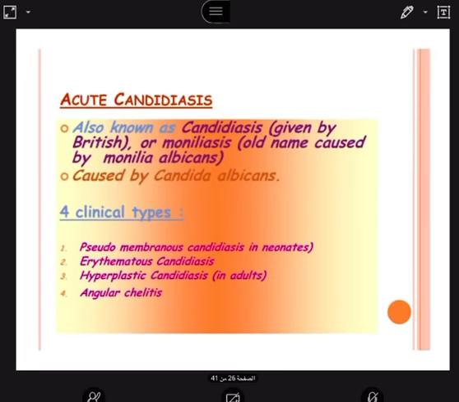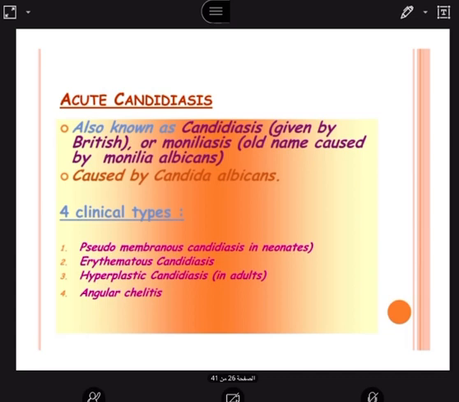So that was with regard to ANUG. Now coming to the next condition, which is acute candidiasis. It is also known as moniliasis. This is the old name, because it was said to be caused by Monilia albicans, but now it is known as candidiasis. It is now believed that it is caused by an opportunistic fungus called Candida albicans, and there are four clinical types.